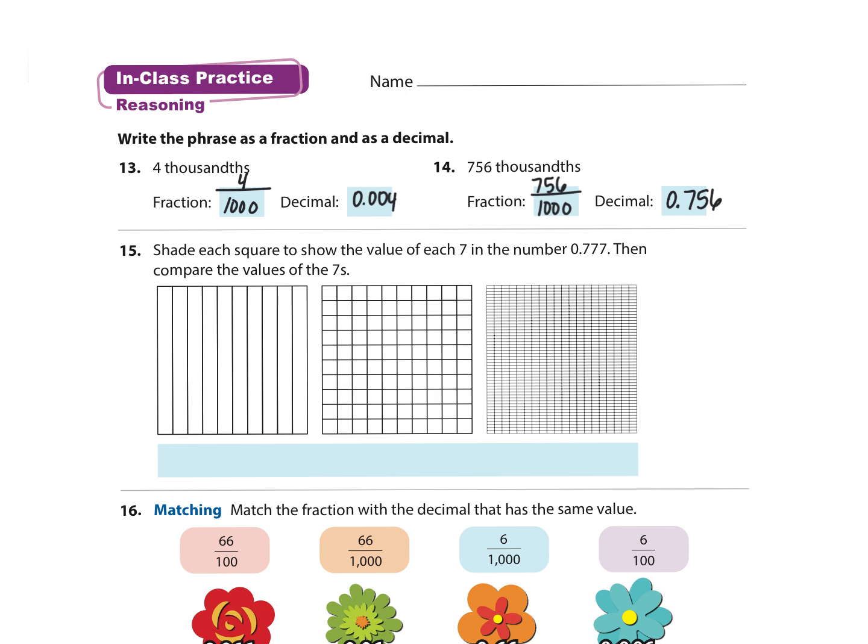And we're going to compare the values of the sevens. What will that look like? We're going to shade each square to show the value of each 7. So how many 7s do I have in the tenths place? 7. I have 7 in the tenths place. So I'm going to shade 7 tenths.